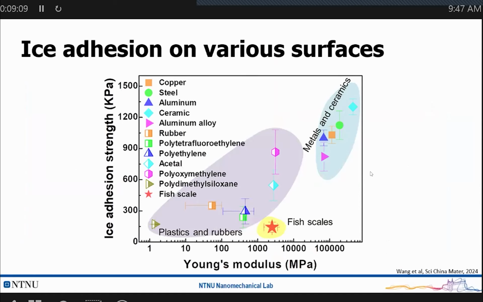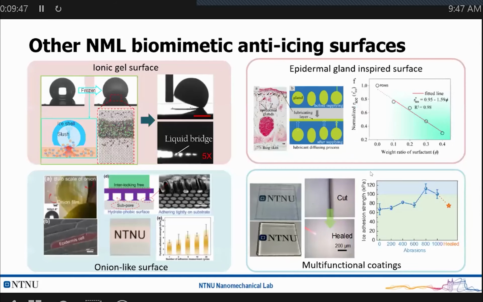If we compare our fish scale test with other artificial materials, like technical copper, steel, aluminum, those metallic materials, or ceramic, or other polymer composite materials, we can find that the fish scale has a reasonably high Young's modulus but very low ice adhesion, attributed to the sequential rupture of the fish scale. This unique fracture mode lowers the ice adhesion. And just a very small part about how this fish scale enables the isotropic ice adhesion.